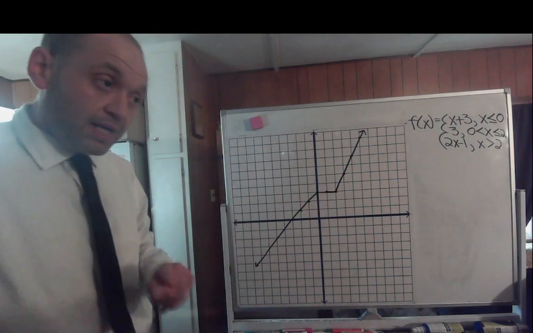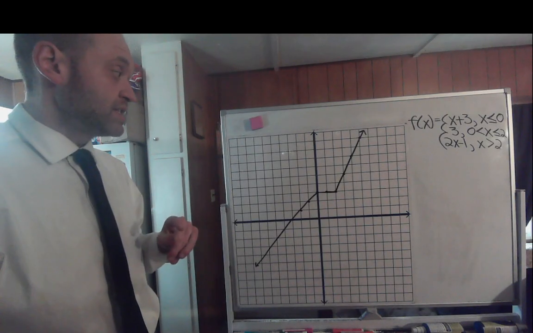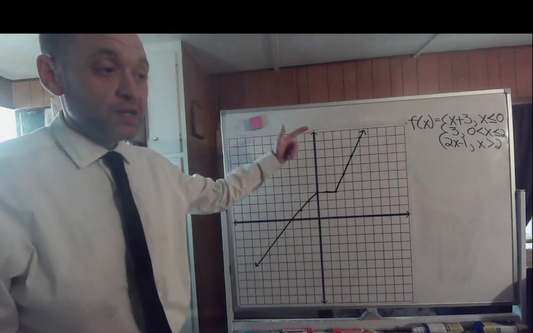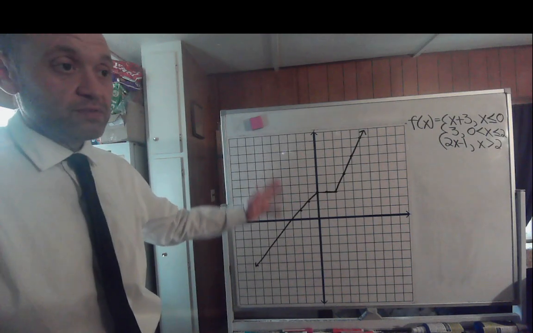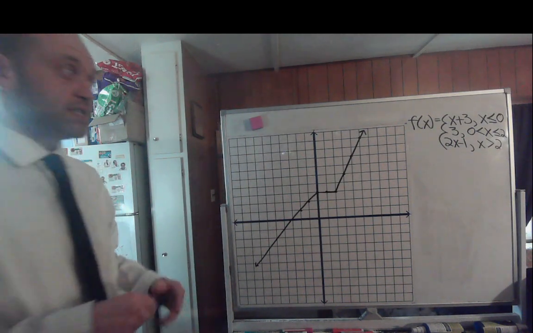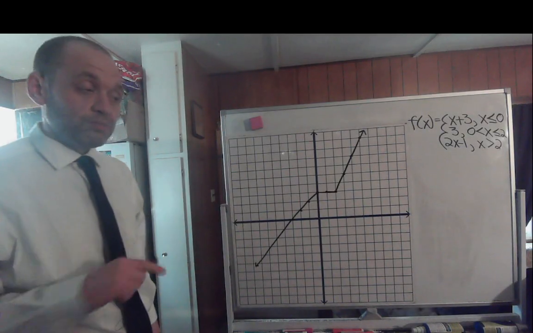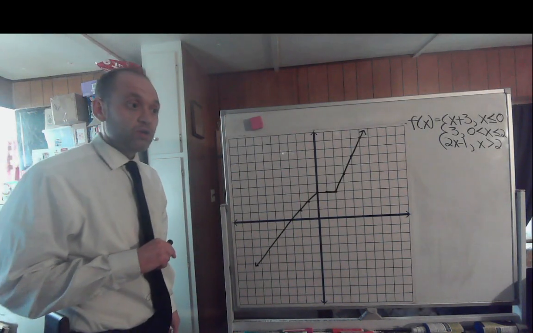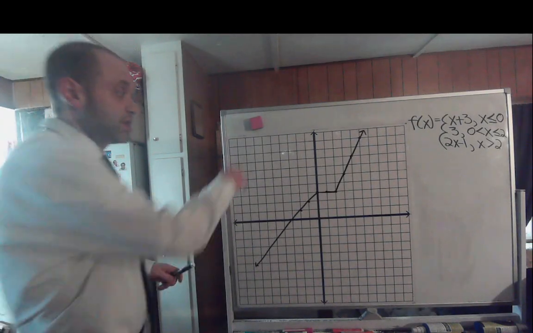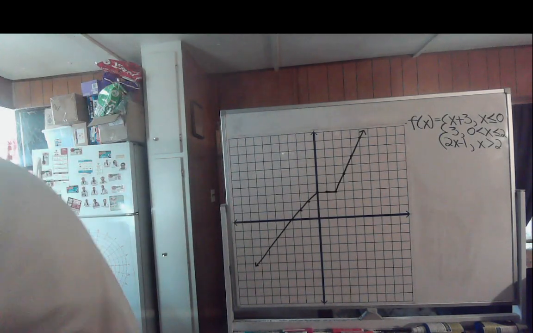Now, it is possible that when you graph piecewise functions, you can get jump discontinuities too between pieces of the piecewise function. That does happen sometimes. So if you come up with that, it doesn't mean you did anything wrong. It just means that's how the cookie crumbled. All right.